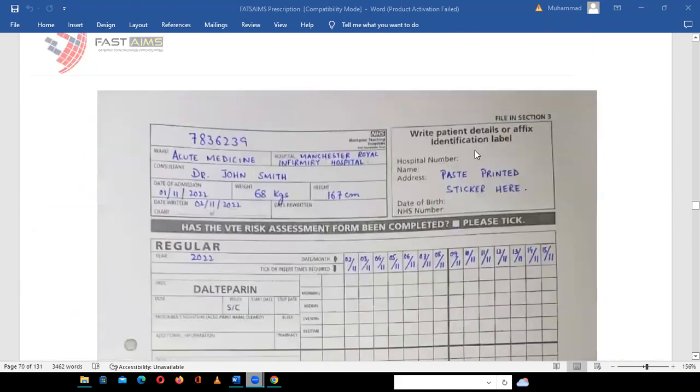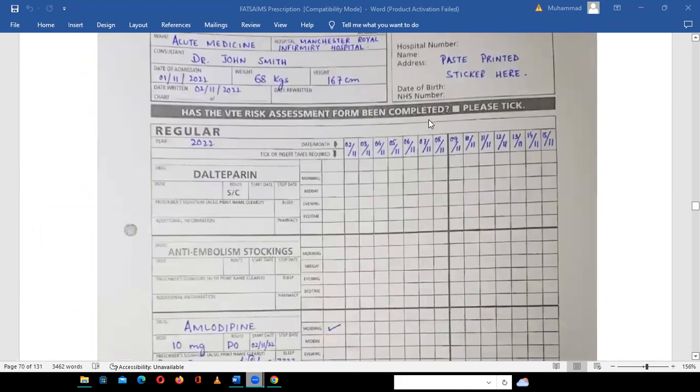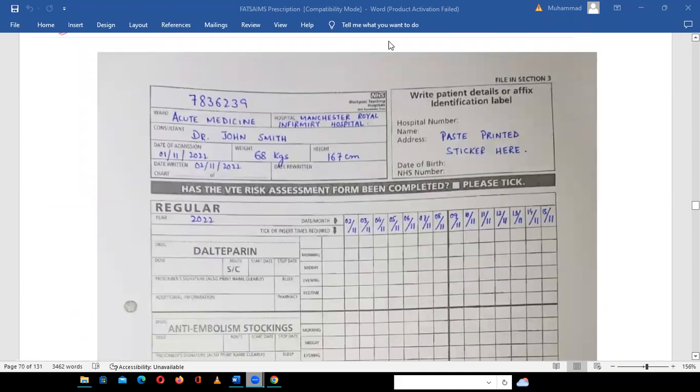So coming to the next page, as the patient is also taking some regular medication, we have again filled in the information on the second page as well. So your GMC number, ward, hospital, consultant, date of admission, the date you have written the prescription or your exam date, weight, height, and never forget to paste the sticker over here. Okay, and then it's 2022, 2022, and you have to write all the dates.